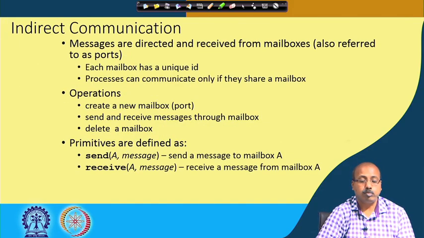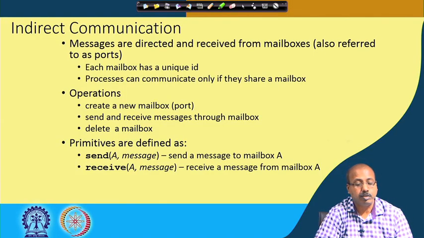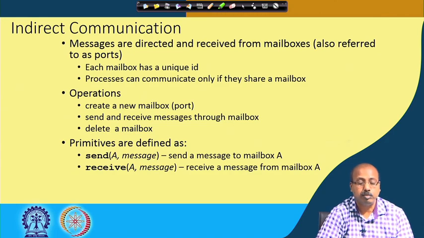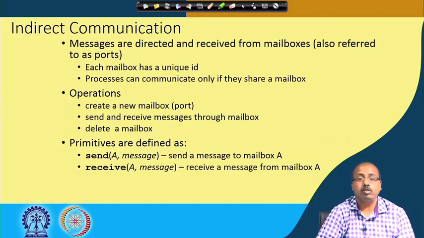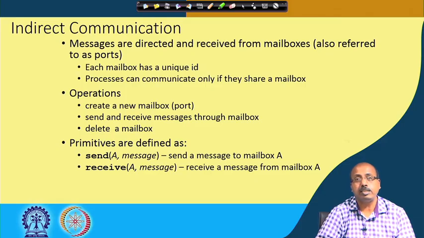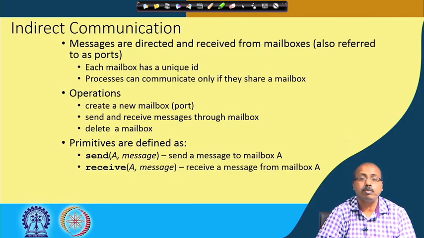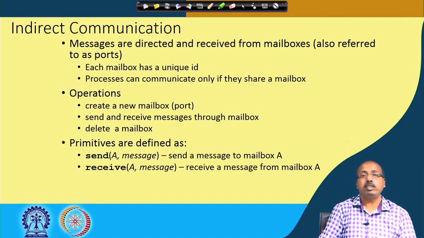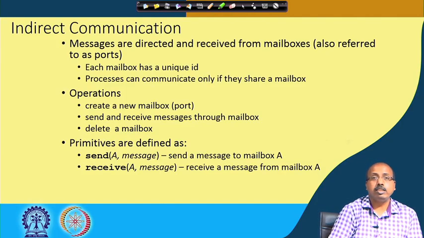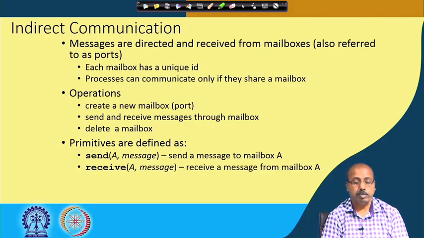In case of indirect communication, messages are directed and received from mailboxes, also referred to as ports. Each mailbox has a unique ID, and processes can communicate only if they share a mailbox. Every process has an associated mailbox. Anybody wanting to send a message to a process sends it to the corresponding mailbox, and the receiving process just reads it from the mailbox instead of specifying which sender it is expecting a message from. It reads from the mailbox and finds out from which transmitter the message has arrived.